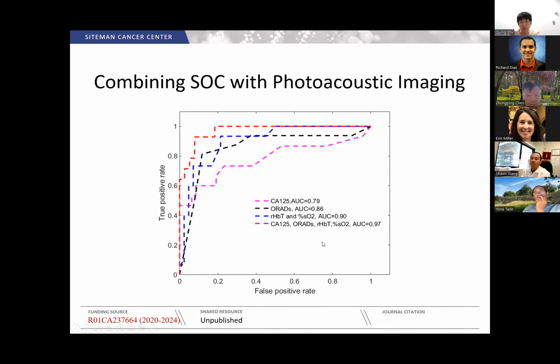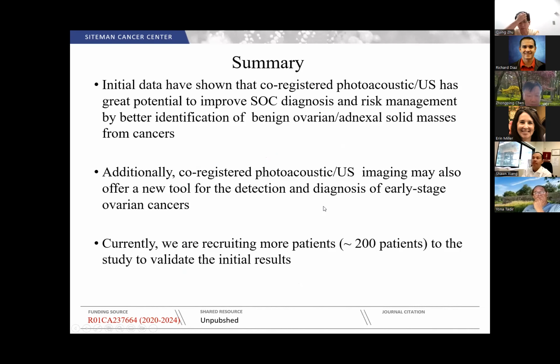So this is just our recent data we finished, and we're continuing recruiting more patients to validate the data. And we see a hope that photoacoustic imaging might be able to be used for early detection, and may also be able to do better in terms of separating large benign lesions from malignant lesions. But again, photoacoustic imaging is integrated with commercial ultrasound for the ORADS assessment, but we're improving the ORADS assessment plus the blood marker.